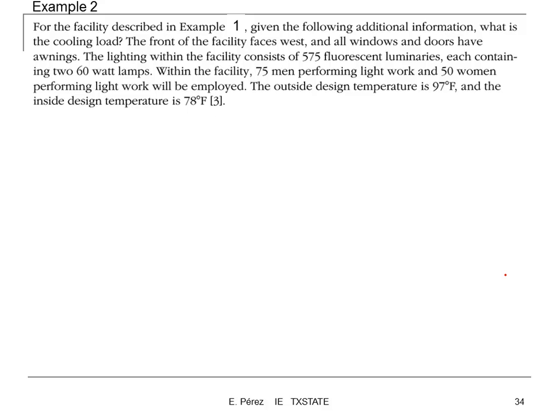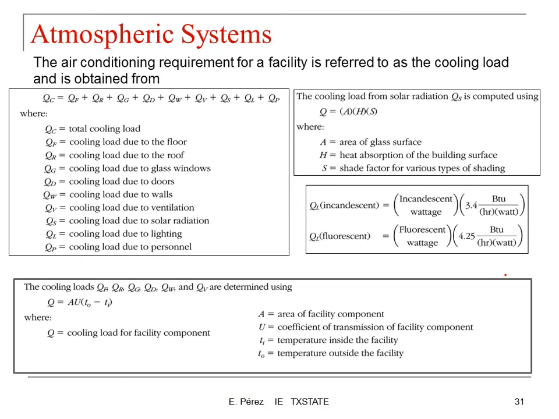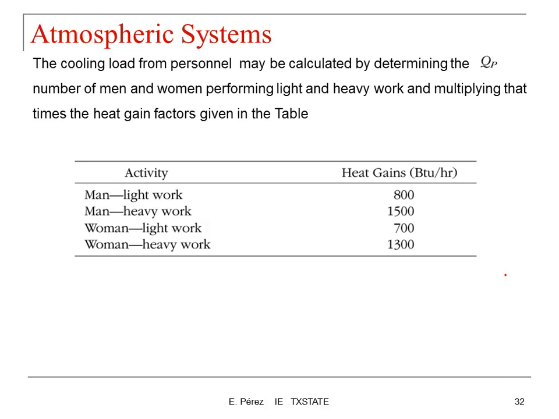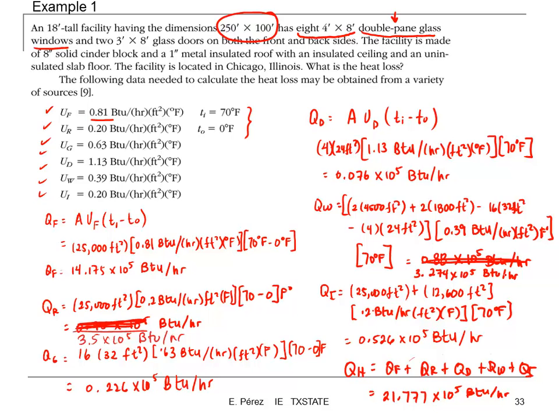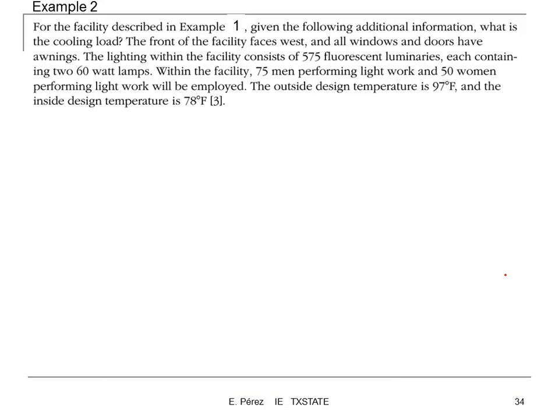So in terms of computing the first five of these parameters, we follow the same process that we did for the heating requirement. And then for computing the cooling requirement based on the employees that you have in your facility, you're going to refer to this table. So let's start by computing QF.